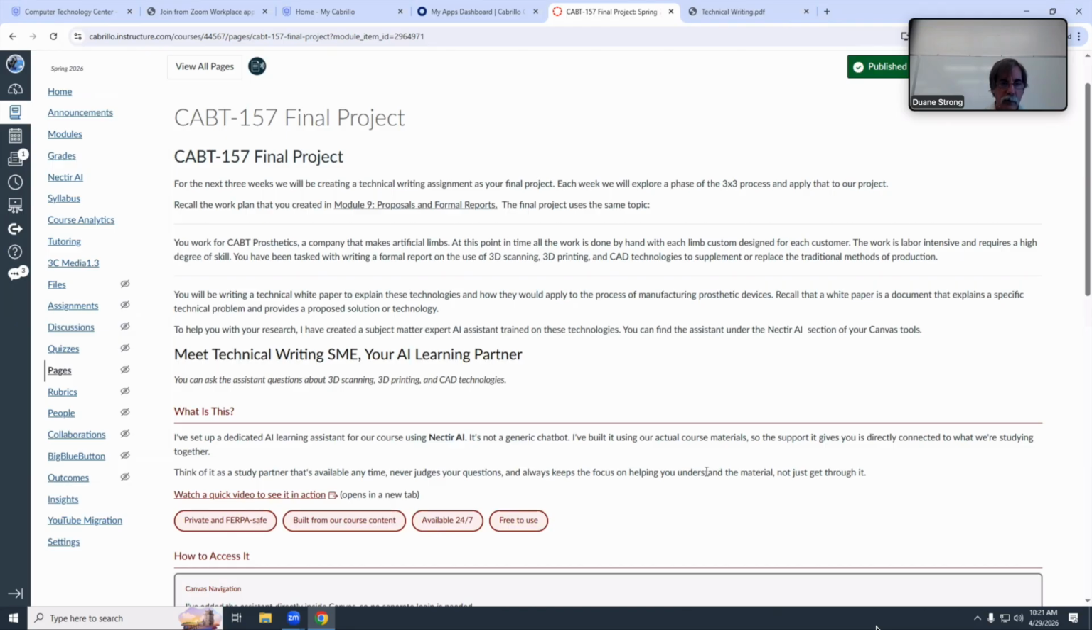You've been tasked with writing a formal report on the use of 3D scanning, 3D printing, and CAD technologies to either supplement or replace the traditional methods of production. So you're going to be writing a technical white paper to explain these technologies and how they would apply to the process of manufacturing prosthetic devices. Recall that a white paper is a document that talks about a technical problem and provides a proposed solution for technology.